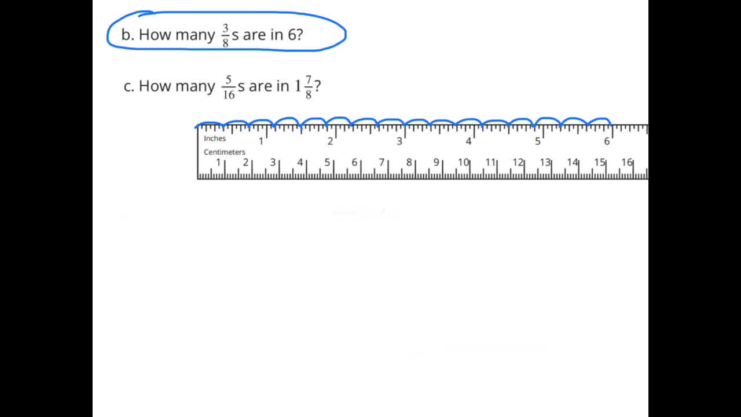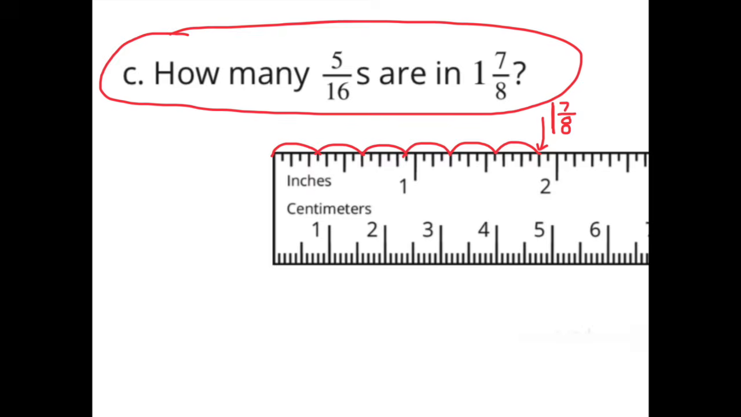B. How many 3/8 are in 6? I've marked off sections of 3/8, and there's a total of 16 sections of 3/8 in 6. C. How many 5/16 are in 1 and 7/8? I've marked off the sections of 5/16, and there are exactly 6 sections of 5/16 in 1 and 7/8.